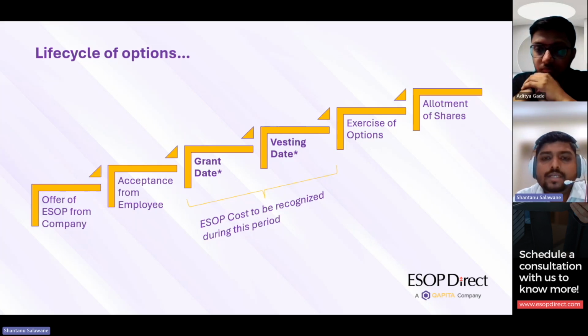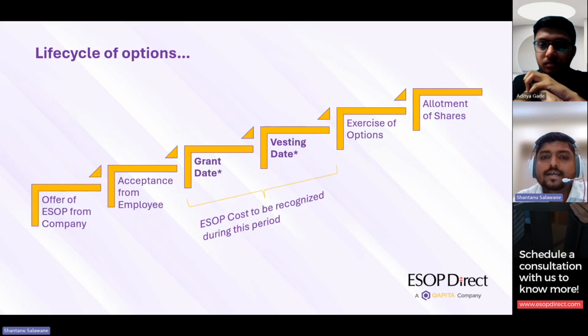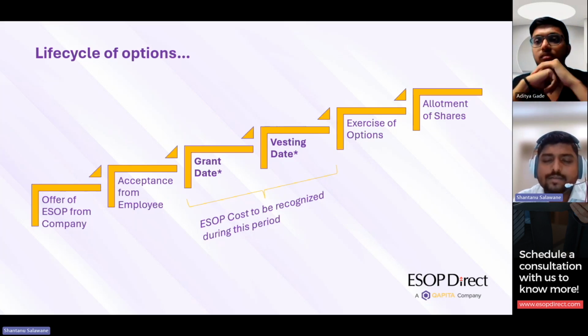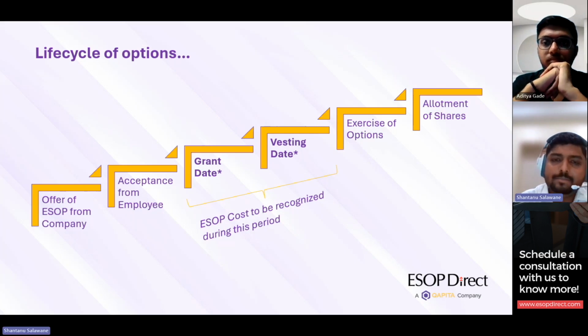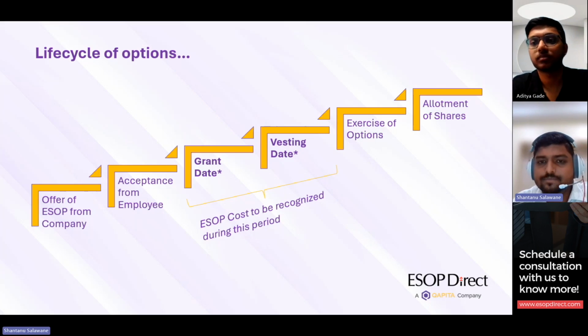Okay, then coming towards the next point, vesting date. So vesting date is the date as on which the vesting conditions have to be fulfilled. Either it can be time conditions, or it can be performance conditions. That is, the employee has to perform in a certain company for a certain period of time, or perform to achieve certain targets given to them. My cost has to be amortized from the period from grant date till vesting date.